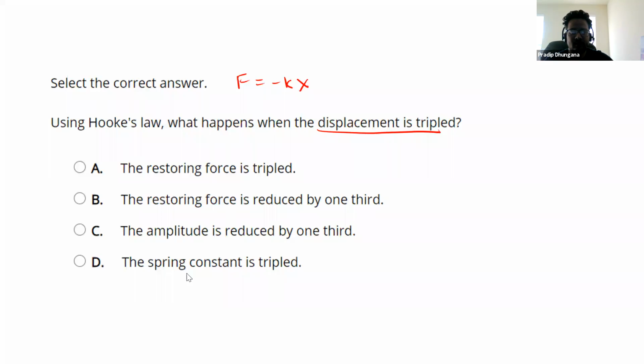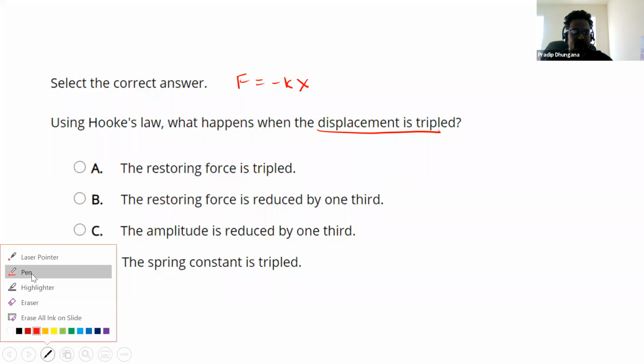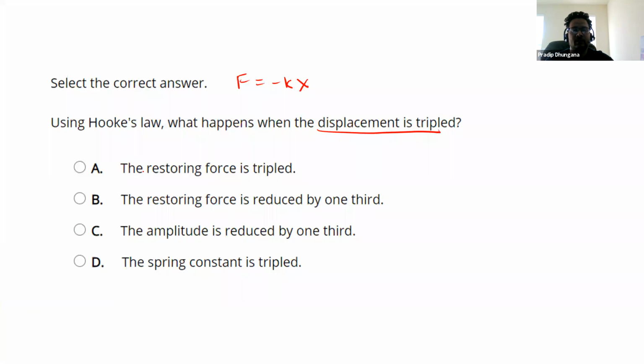Thank you very much. Now let me answer it. So we can see here force is directly proportional to displacement. Then if displacement is tripled, the restoring force will triple. So the correct choice is the restoring force is tripled.